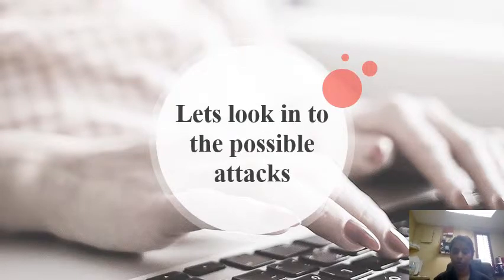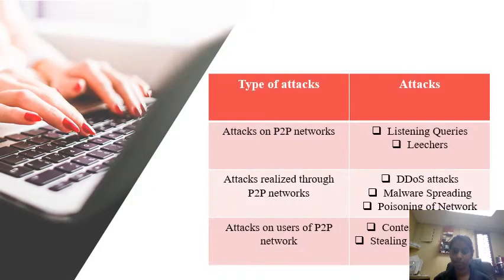Let's look into the possible attacks. There are 3 different types of attacks. Attacks on peer-to-peer network, attacks realized through peer-to-peer network, attacks on users of peer-to-peer network. Attacks on peer-to-peer network consist of listening queries, leeches. Attacks realized through peer-to-peer network consist of DDoS attack, malware spreading, poisoning of network. Attacks on users of peer-to-peer are content verification and stealing identity.